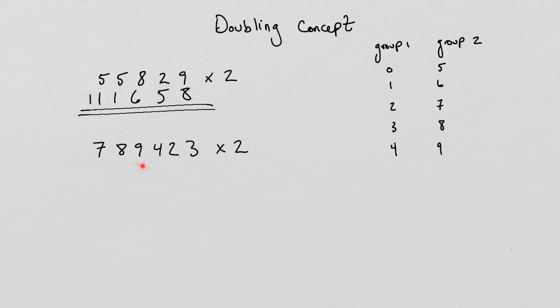Okay, next problem here. 7 times 2 is 14. We know we need to carry 1 over from the 8. 8 times 2 is 16. We know we need to carry 1 over from the next digit over, which is 9. 9 times 2 is 18. No need to carry anything over. 4 times 2 is 8. 2 times 2 is 4. And 2 times 3 is 6.